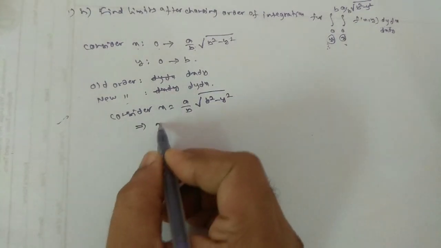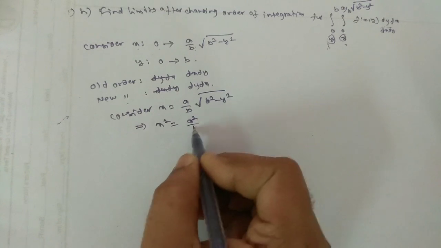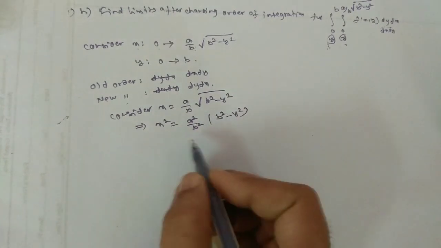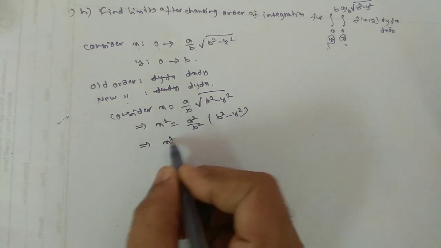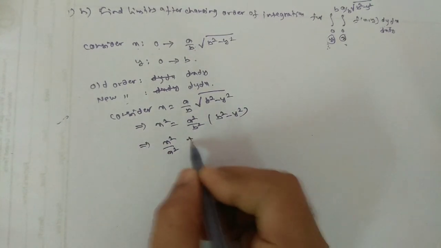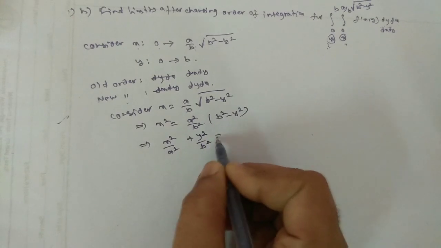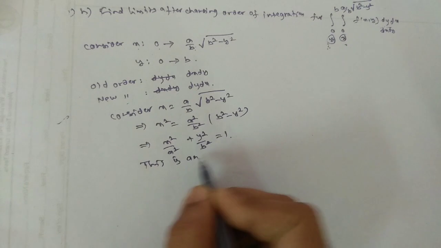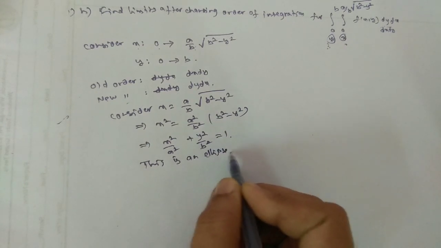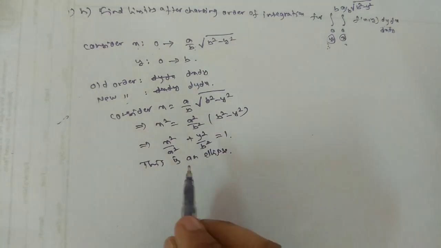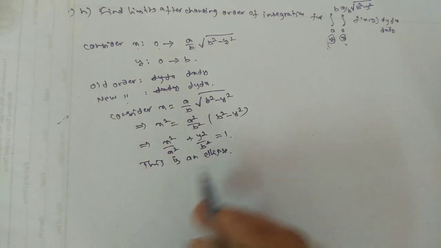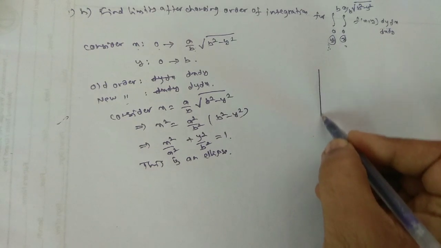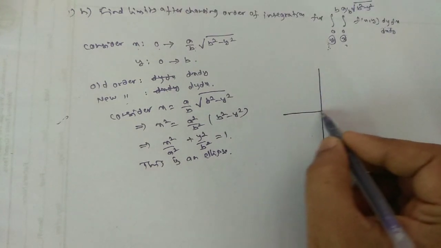Okay, squaring on both the sides, x square equal to a square by b square into b square minus y square, or I can write it as x square by a square plus y square by b square equal to 1. This is an ellipse. So using this particular ellipse equation, in order to get the new limits, I am just drawing one figure. So just you draw this diagram.